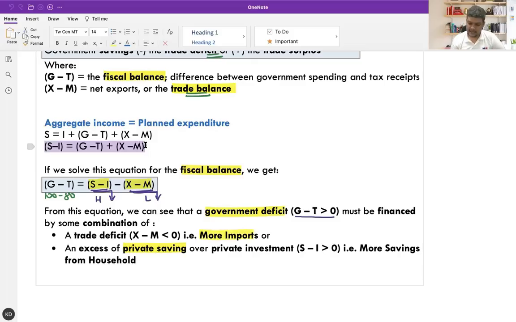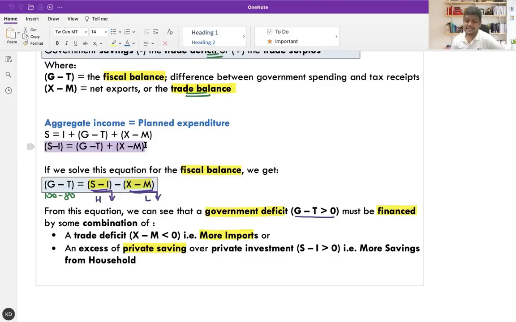Now read this. From this equation, we can say that the government deficit must be financed. Means the government does not have enough money to spend in the economy. Why? Because government is spending more, but it is not getting enough income. Correct? So when the government is running at deficits, what should happen?